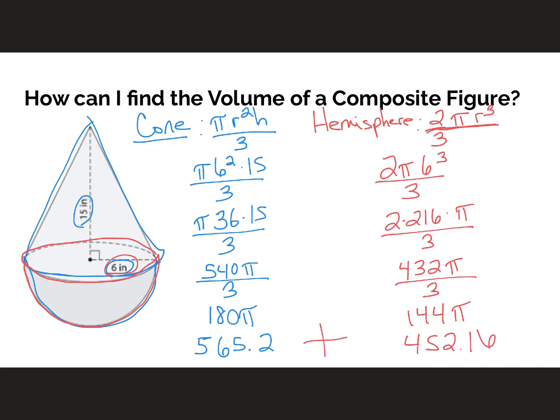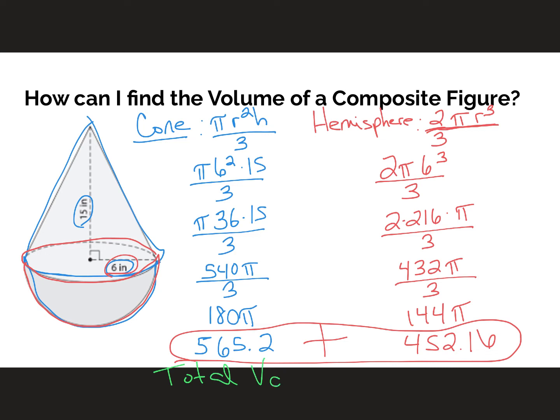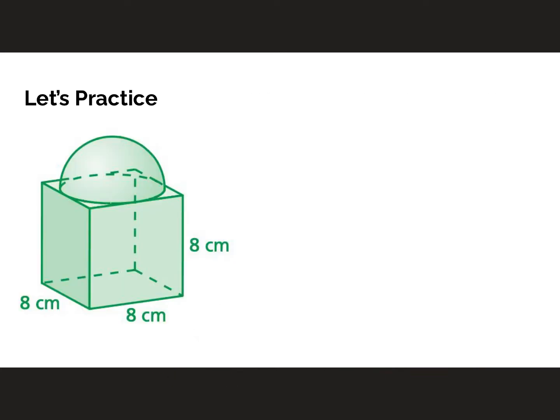So we're just going to add these two numbers to get our total volume. When we add these numbers, we have 452.16 plus 565.2 gives us a total volume of 1,017.36. Not that bad. It just takes some practice to get through all the different shapes.